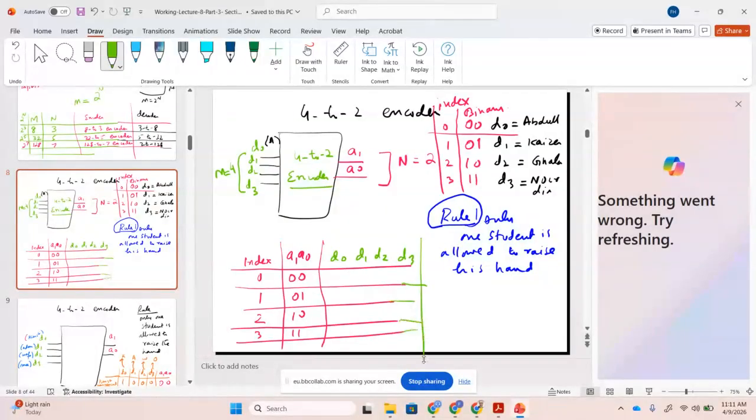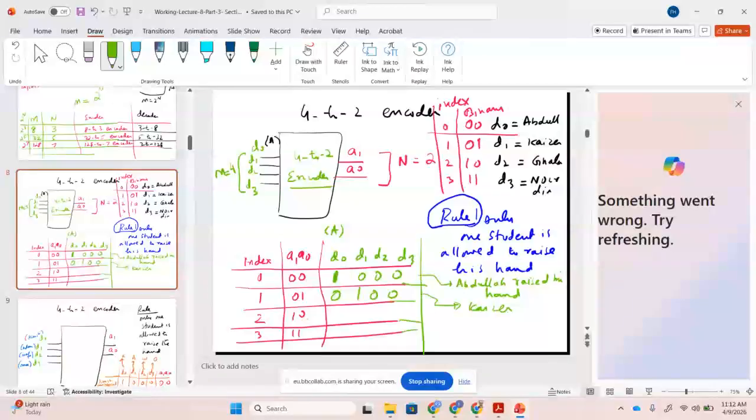Since only one student is allowed to raise his or her hand, if D0 is equal to 1, then who is D0? Abdullah, with 00. It means that Abdullah raised his hand. Got it or not got it? Okay. Now what should be the input for 01? Can anyone tell me? Please be quick. 0100. So this implies that now who raises hand? Kaiser.